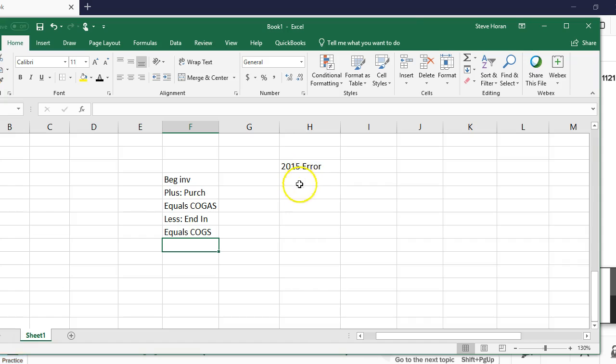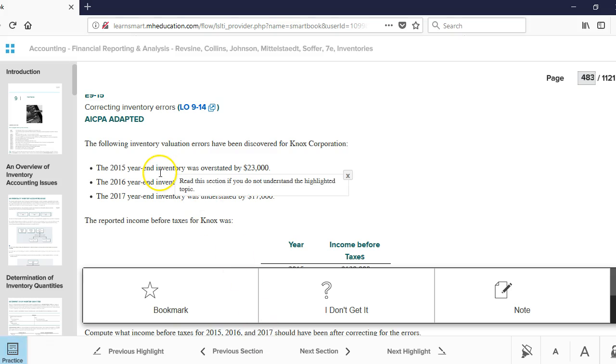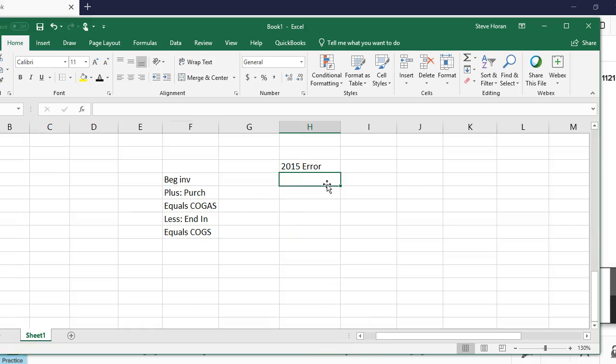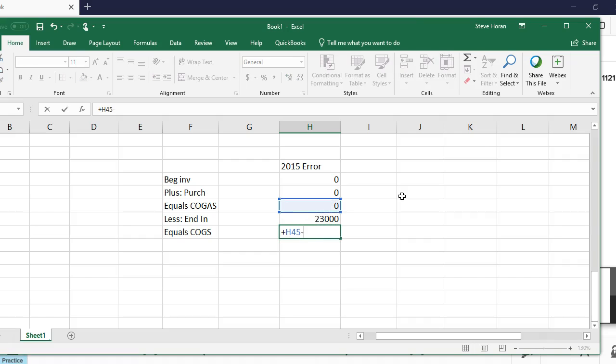And in 15, they gave us one thing. They said ending inventory was overstated by $23,000. So ending was overstated, and basically my beginning was okay. I'm just going to put in a 0. My purchases are fine. That means this is fine because this is just the sum of these two. My ending was overstated by 23,000, so this minus this equals my cost of goods sold, and it was too low by 23,000.